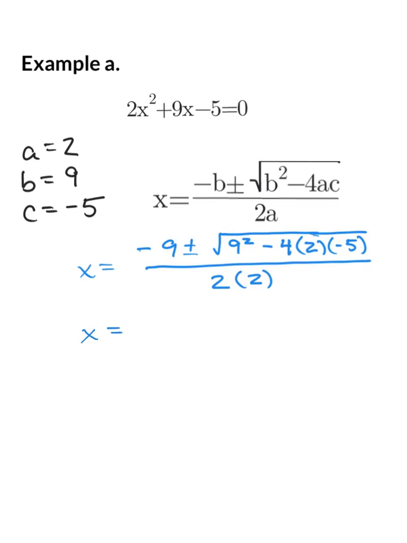We get x equals negative 9. I'm going to leave everything outside the same. Plus or minus the square root of 9 squared, which is 81. Minus, or actually plus, we want to multiply negative 4 times 2 times negative 5, giving us positive 40. Note that we do have two negatives being multiplied, so it will end up being a plus. We can also multiply the bottoms. We get 2 times 2 is 4.